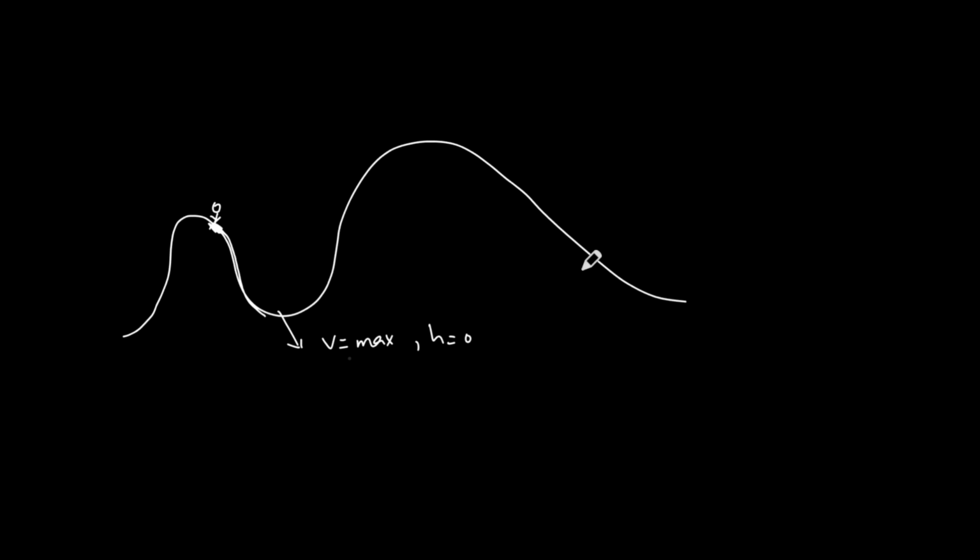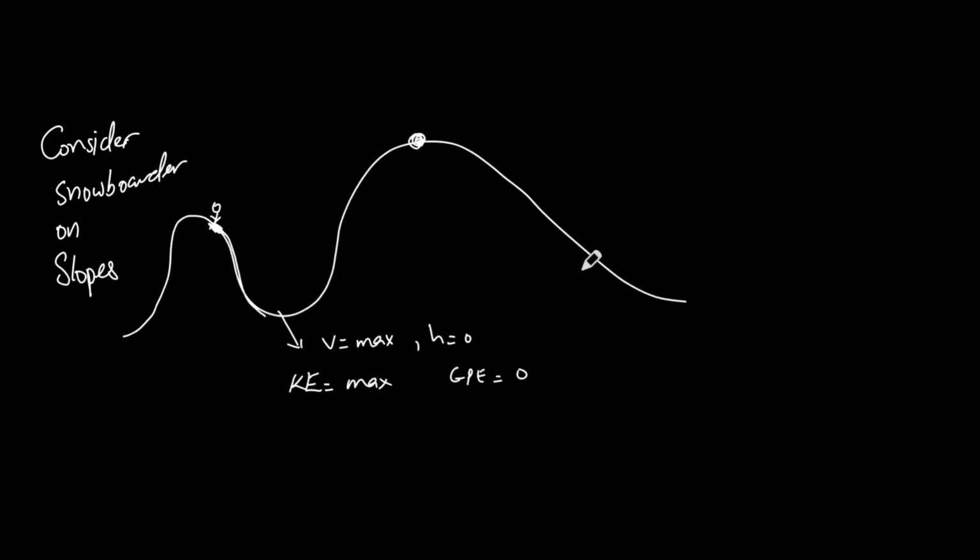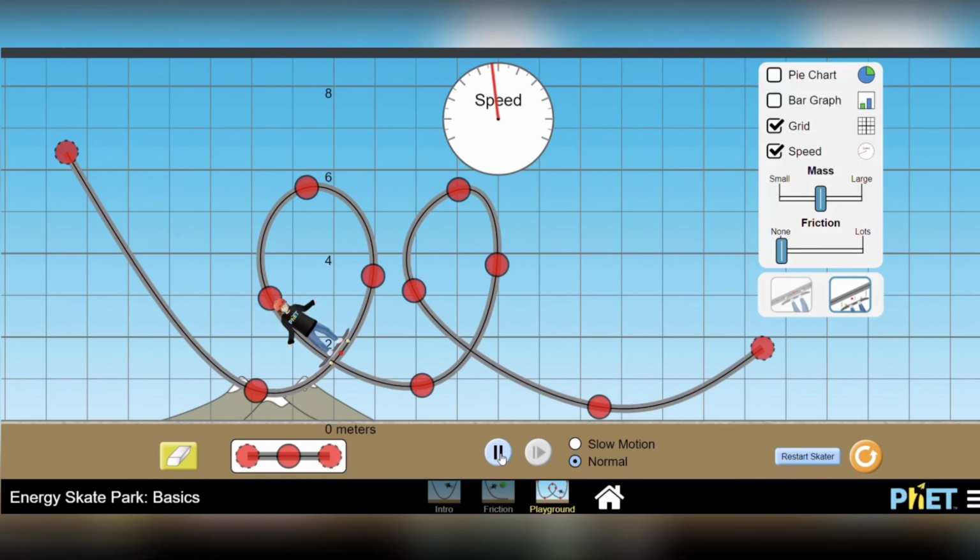If we consider an object or a skater going up and down a slope, the same principle applies. At its lowest point, or the valley of the slope, the object travels its fastest. However, its height there is 0. So at that point, kinetic energy is maximum, but gravitational potential energy is minimum. And vice versa. At the very peak of the slope, you have maximum height and therefore maximum gravitational potential energy, but the object slows down.